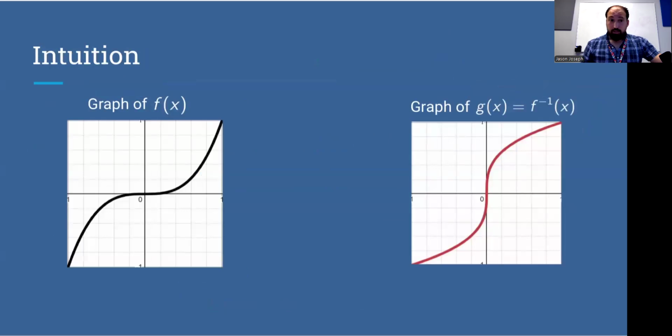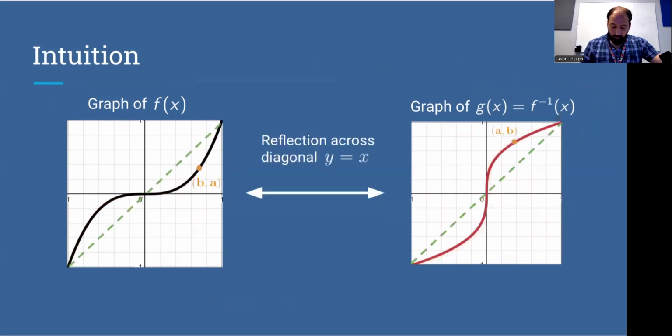Anyway, let's look at a picture. Here's a nice invertible function, and here is its inverse. So graphically, the inverse function is obtained by reflecting over the line y equals x. For example, if (b, a) is a point on the graph of f of x, that means that (a, b) will be a point on the graph of f inverse. So remember, the inverse function takes the output of f right back to the input that it came from.